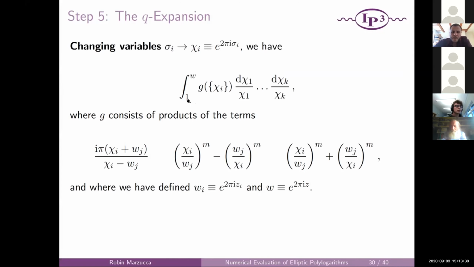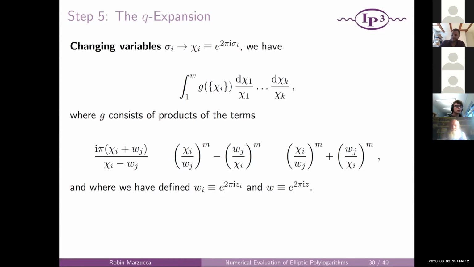What we get is an iterated integral, this time from 1 to w of some function g, where now the function is a product of terms of this form. And now, of course, these are rational functions, right? So we know that these iterated integrals will evaluate to regular multiple polylogarithms. So this is good because obviously we want a q-expansion that we can evaluate afterwards.